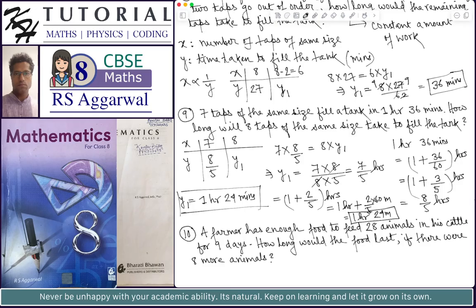Now earlier, it took 1 hour 36 minutes for 7 taps to fill the tank. Now if the number of taps is 8, then definitely it will take less time, and hence we are getting 1 hour and 24 minutes.